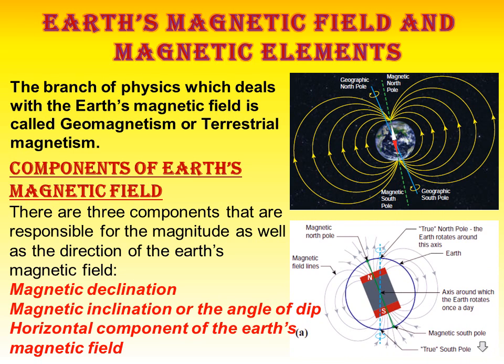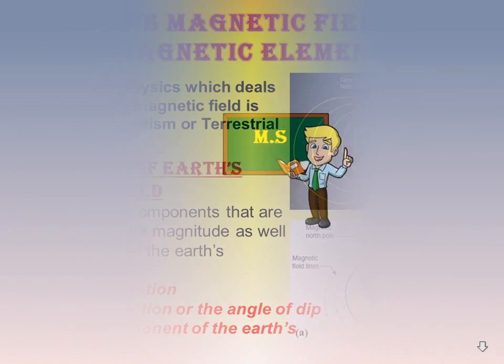In this picture also you can see the magnetic north pole and the magnetic south pole. Actually this is the true south pole and this is the true north pole. Here are the magnetic field lines and the axis around which the Earth rotates once in a day. Actually the Earth is fully surrounded by the magnetic field like this.